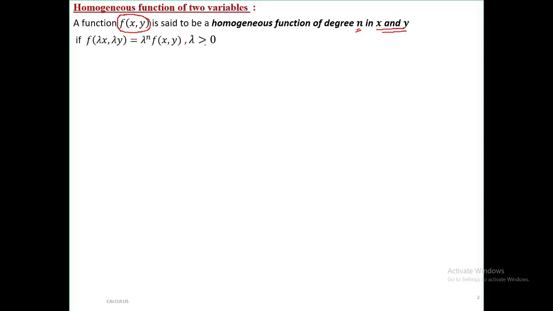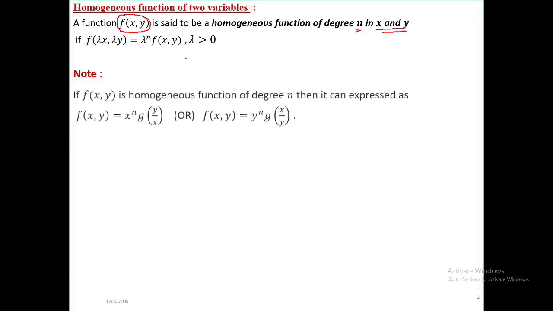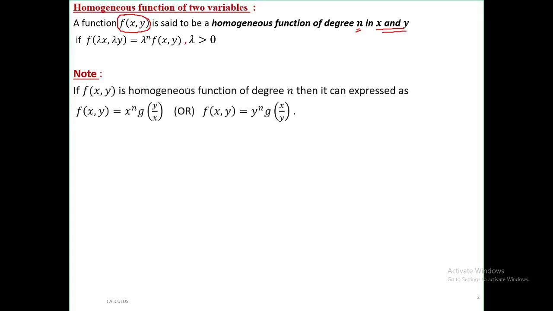This lambda should be more than 0. It can be any real number but more than 0. Lambda belongs to the real number system, which is more than 0. Note, if f of x comma y is a homogeneous function of degree n, then it can be expressed as, so you can write these functions like this. That means you can take x power n common, then it will be a function of y by x. You can express it as a function of y by x, or you can express it as a function of x by y, if it is a homogeneous function of some degree.